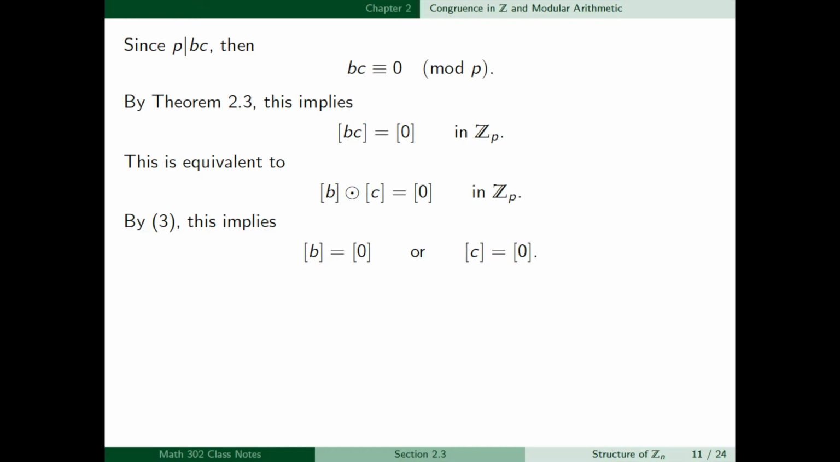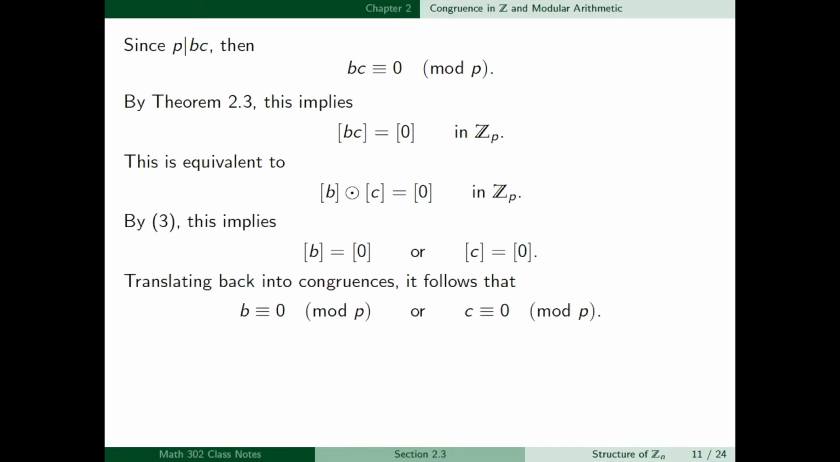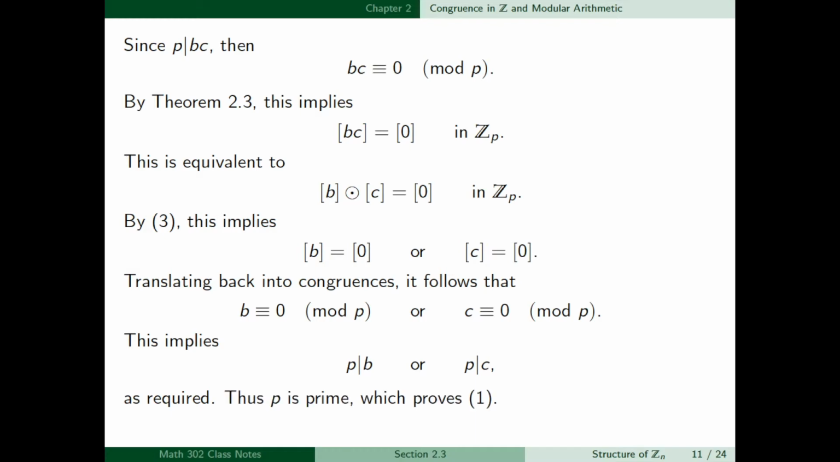Now by condition 3, the zero factor property, bc equals 0 implies that either b is 0 or c is 0. And translating back into congruence, it follows that b is congruent to 0 mod p or c is congruent to 0 mod p. And this implies p divides b or p divides c, which is what we are trying to show. And thus p is prime, which proves condition 1. And this completes the proof of the theorem. We've shown 1 implies 2, 2 implies 3, and 3 implies 1.